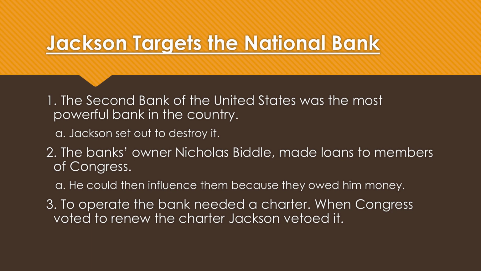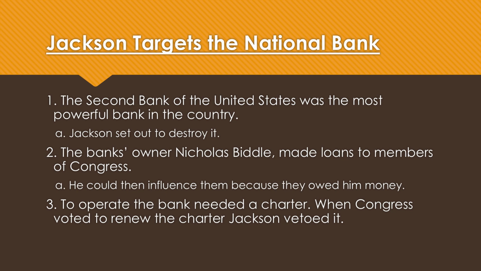The members of Congress that owe him money might be able to vote for certain things, or do certain things certain ways, or do different things for him instead of listening to what their constituents want, meaning the people that are in their state. To operate, the bank does need a charter.